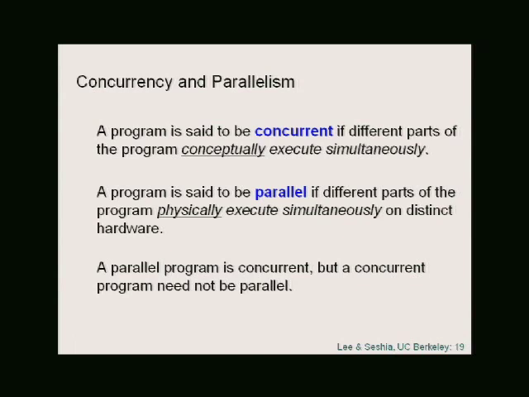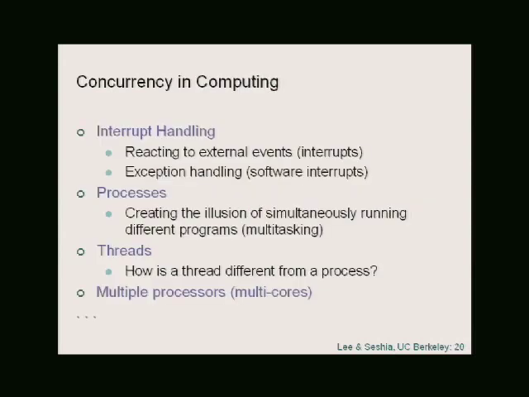Okay, so there are lots of different ways of implementing concurrency. We've seen handling interrupts. Processes is another one. Threads is the third. And then nowadays, multi-cores are everywhere. It's somewhat scary that they're even getting into safety-critical embedded platforms, right?